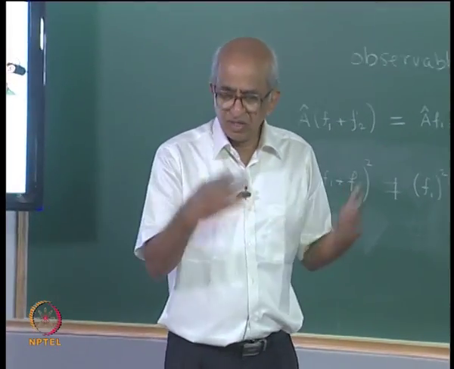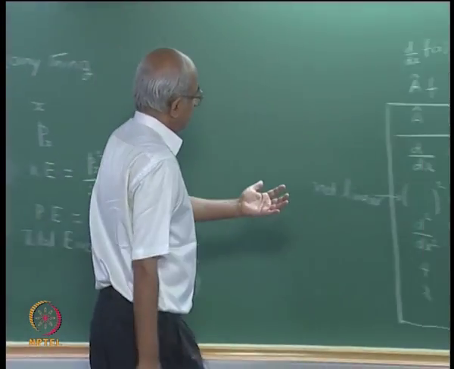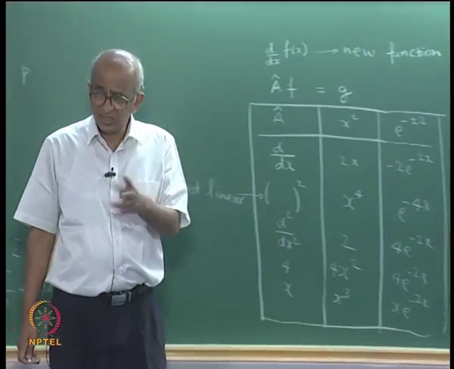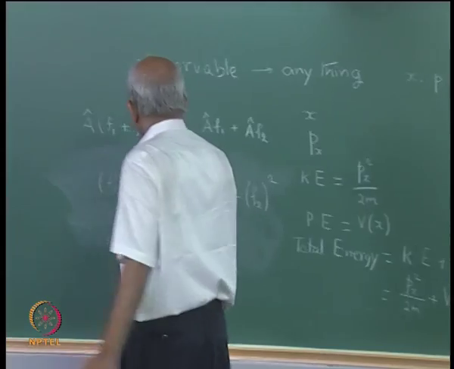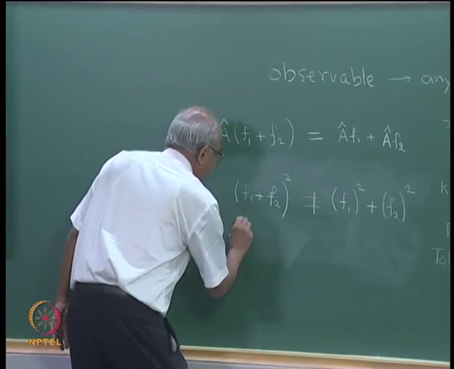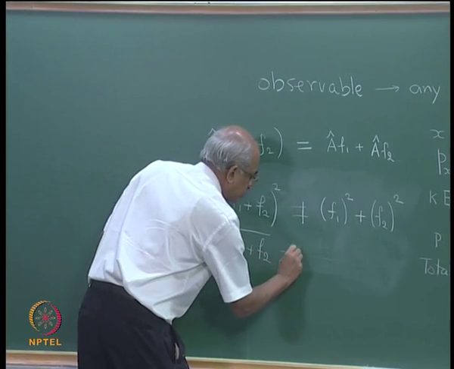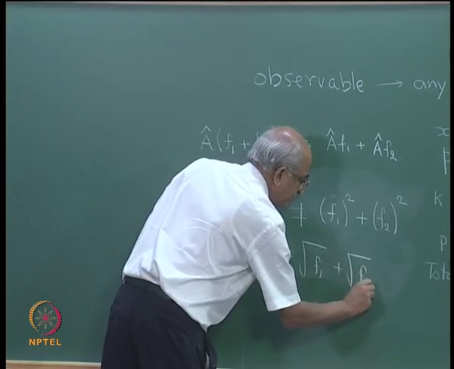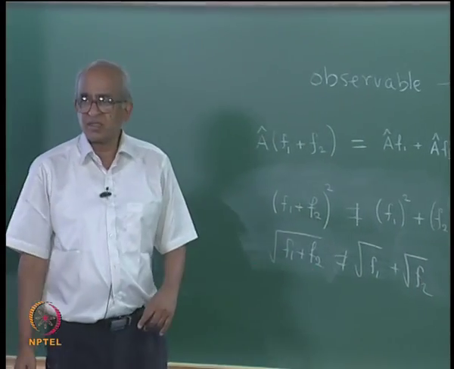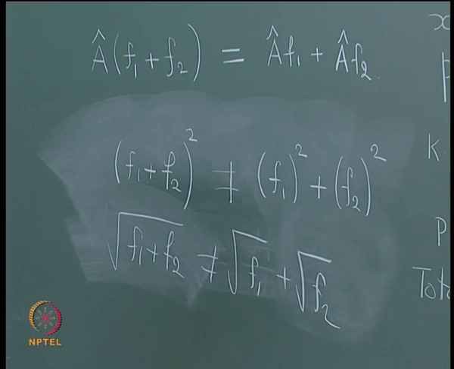Now, it is easy to think of operators which are not linear. For example, instead of taking the square, suppose you had taken the square root. See, square root of f1 plus f2 is not equal to square root of f1 plus square root of f2. So, therefore, this is another example of an operator which is not a linear operator.